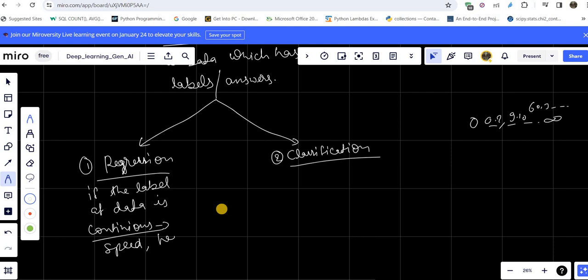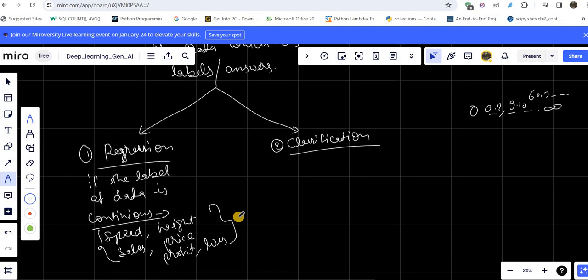Like height could be any value. Like I can say sales, price, profit, loss. These all are continuous data. So you understood the meaning of continuous data, numerical values completely. So if your label, your y which you have to predict, is continuous or numerical, it means that's a regression problem.